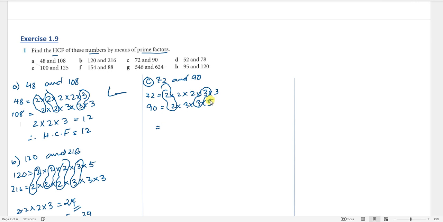So this is okay. So we have 2 times, and this 3 and this 3. Okay. So we have 2 times 3 times 3 is equals to 18. So HCF is equals to 18. Question D, 52 and 78.